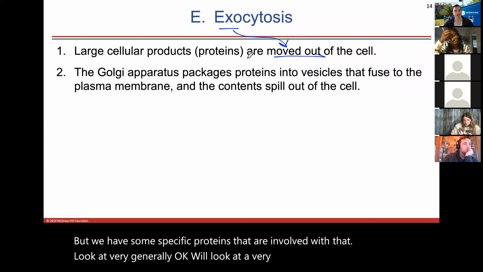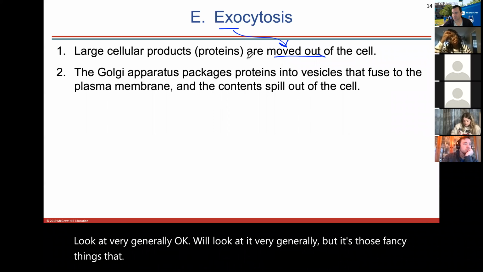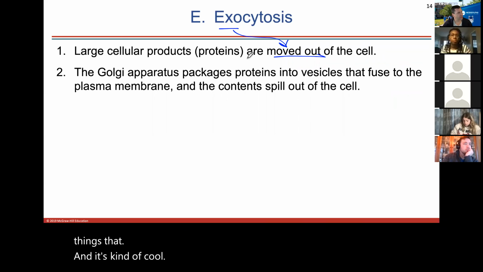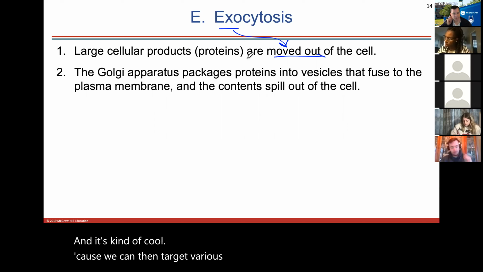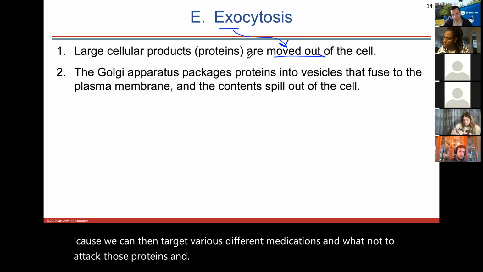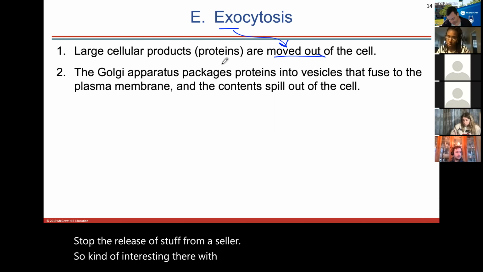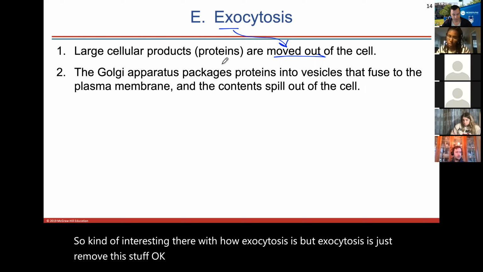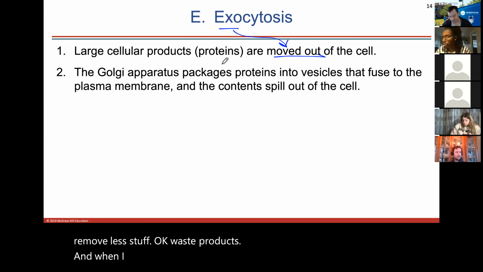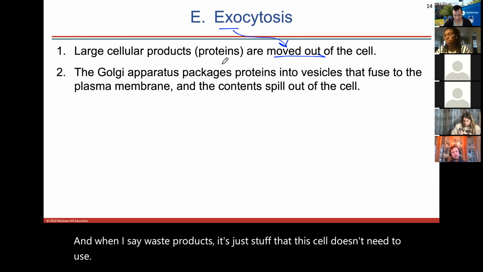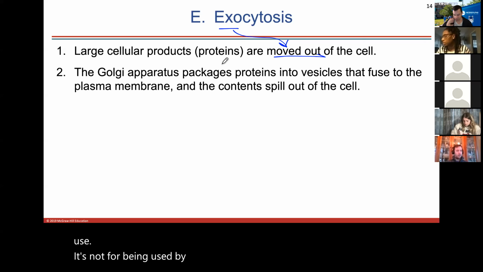But it's those fancy things, and it's kind of cool because we can then target various different medications and whatnot to attack those proteins and stop the release of stuff from a cell. So kind of interesting there with how exocytosis is. But exocytosis is just removal of stuff, okay? Waste products, and when I say waste products, it's just stuff that the cell doesn't need to use, okay? It's not for being used by anything inside the cell, okay?